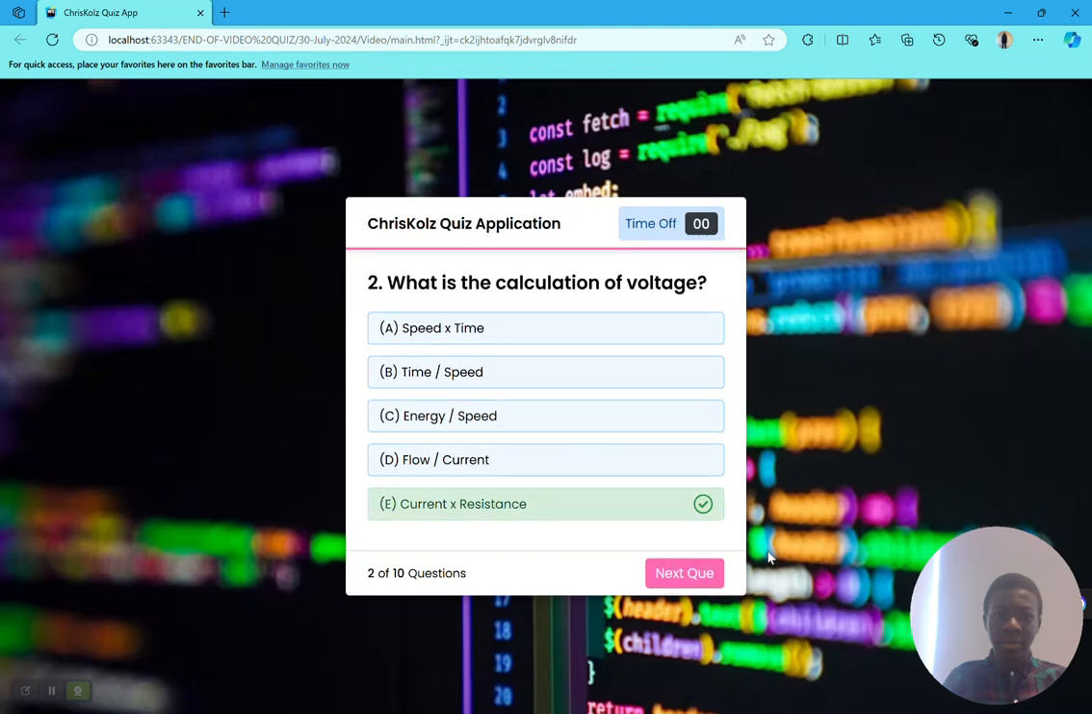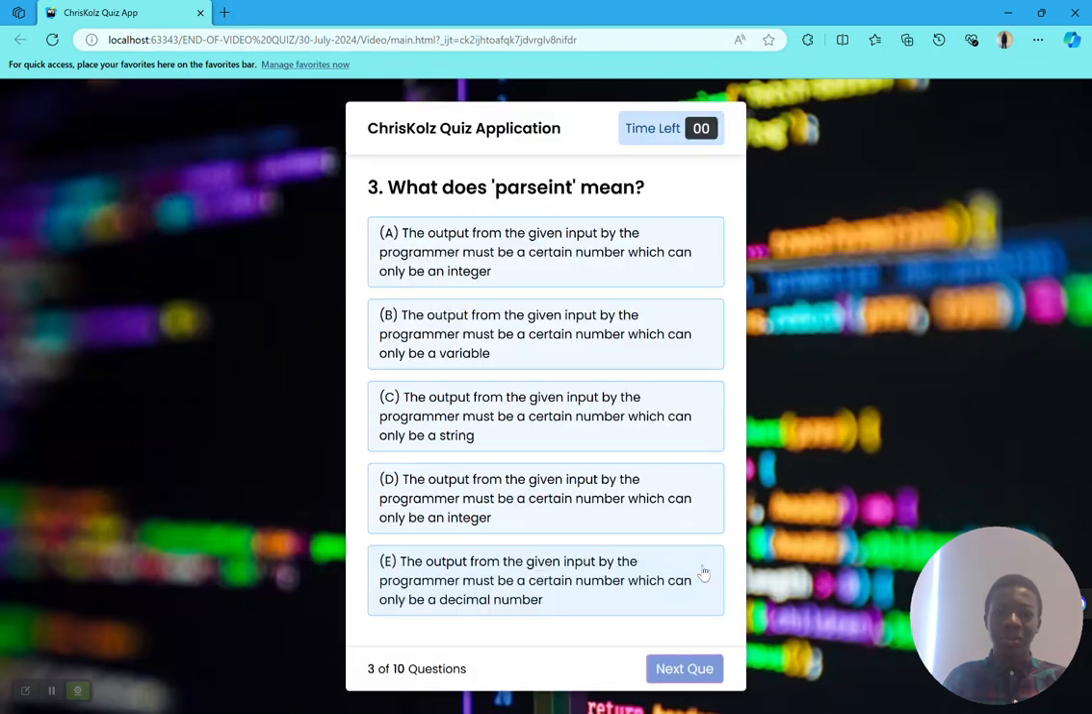The calculation of voltage is actually Ohm's law, which is simply current times resistance. I told you some of this will come up at the end of the quiz. The answer is A.